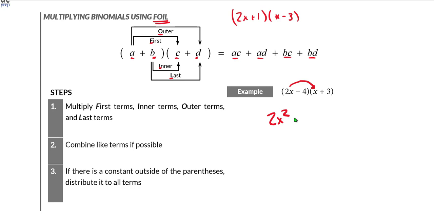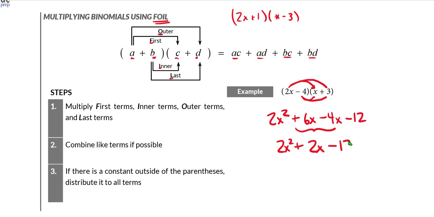I'm sure most of you know how to do this process. So 2x times x is 2x squared. 2x times 3, those are the outer terms, that's going to be positive 6x. Negative 4 times x, that's minus 4x. And negative 4 times positive 3, that's negative 12. Of course, we can combine, as we often can, these two terms in the middle. 6x and negative 4x are like terms, and therefore we can combine them as 2x. So we get, finally, 2x squared plus 2x minus 12.